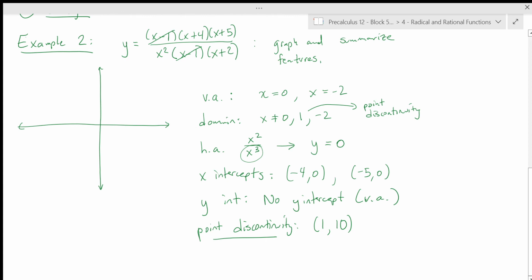Let me just check my math in my head. Okay, lovely. So now I'm going to plug these things in. I'm going to start plugging them into my graph.